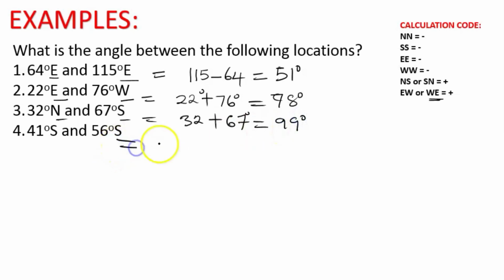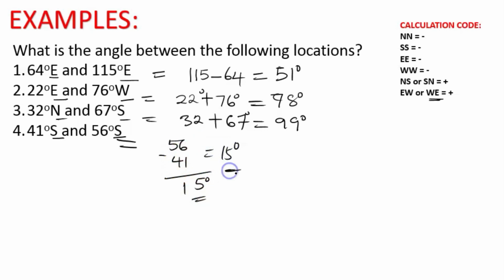Then also this one, south south. Now this is the same. This is south, this is south. All right, so that's the same, so that means we are going to subtract. So we are going to have 56 subtracted from 41. This is 5 and this is 1. So this is going to give us 15 degrees.